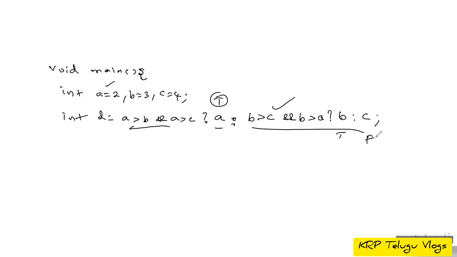Clear? Understood? Yes, sir. So printf("the largest number is %d", D). So it prints 4 out of this.